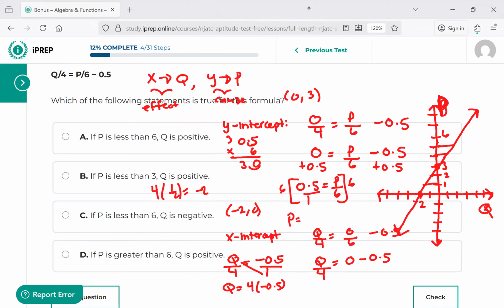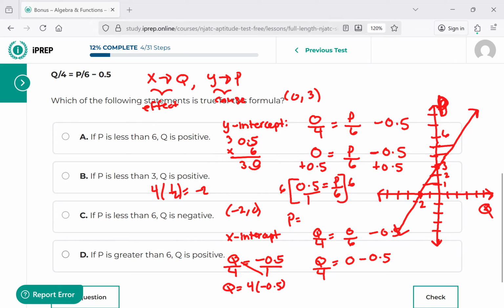Okay. C says if p is less than 6, so here's 6, less than 6, q is negative. No, it could be negative a bit, but it's also positive as well, because if you look at 5, the q is positive, so that's not always true.